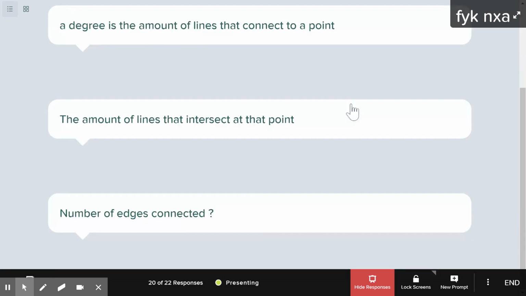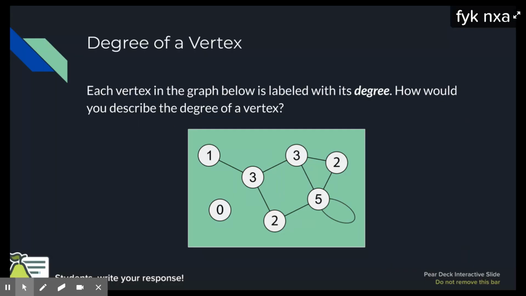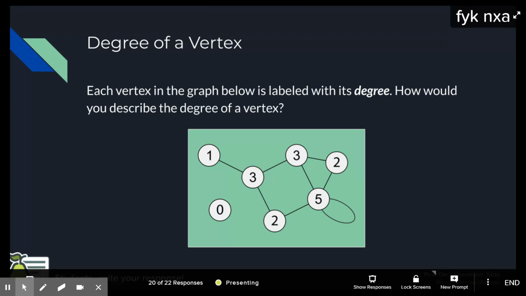Guys, this is actually those four responses. A couple of you got it right too. I just didn't get a chance to star them. But that is correct. It's the number of edges that touch that particular vertex. Obviously, you can see the number 0 has no edges coming to it. This one on the top left only has one edge connecting to it.